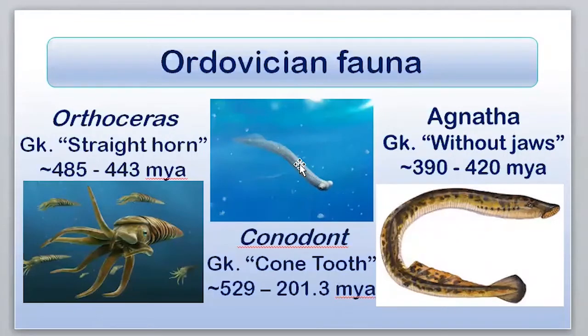They are used to determine some of the time periods. So that's why I put the conodont. They appeared in the Ordovician time. Then they thrived until 201.3 million years ago, I think it's the Triassic. Until the Triassic, they lived in our ocean.